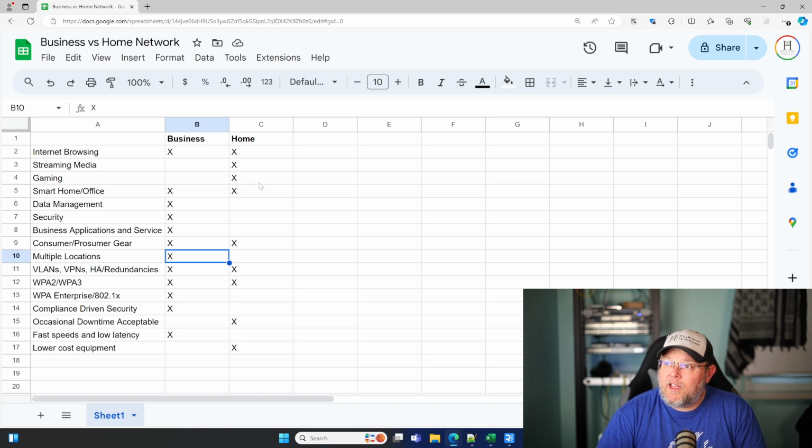Business networks can and are usually designed to easily have multiple locations, whether it's through VPNs or routing, site-to-site VPNs. So typically, a home network is going to be one location. Now, we do have customers who have multiple homes, and we do have them tied together. That is a very, very small percentage of what we're talking about here.